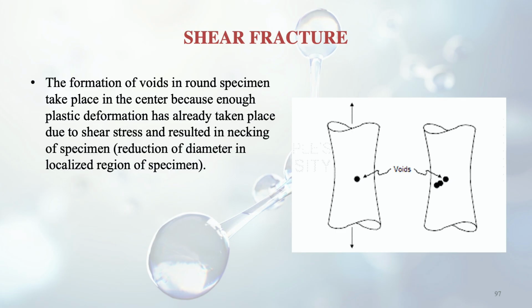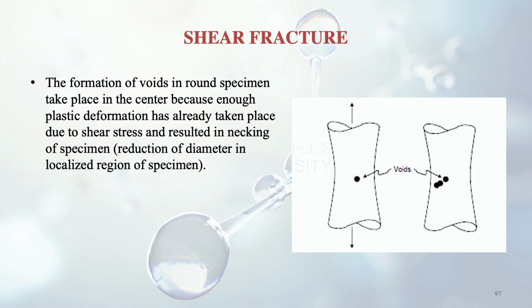Suppose in a round specimen, the formation of voids takes place in the center. Why? Because enough plastic deformation has already taken place due to shear stress and resulted in necking of the specimen. So plastic deformation has happened to quite a large extent. There is a necking tendency, and that's why the voids are there in the center.